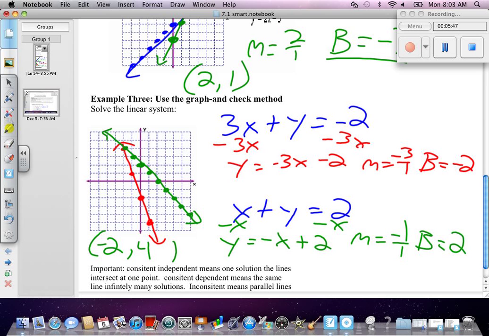Any other questions about that? Now, if it never intersects, we call it what? It's parallel, and what would the solution be? I would say no solution. If it was overlapping, what would I say? All real solutions.